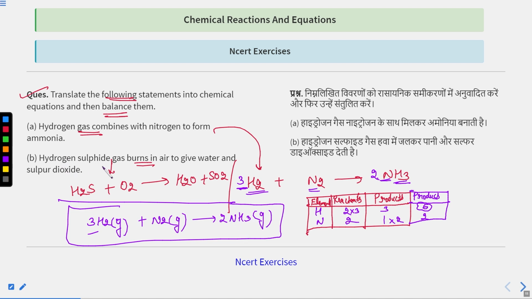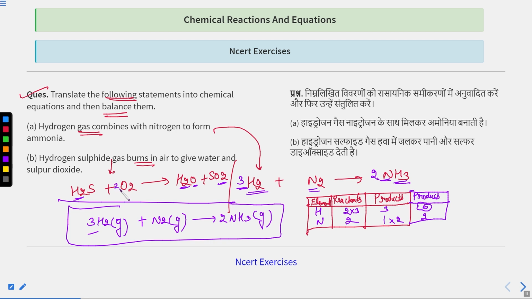Similarly, you can balance this: hydrogen sulfide gas burns in air to give water and sulfur dioxide. If you follow all the steps, like first of all write the skeleton chemical equation, then make a tabular form and write the number of atoms of each and every element in the reactant side and product side. So you can see 2 hydrogen, 2 oxygen, and in total 2 plus 1, 3 oxygens are there.